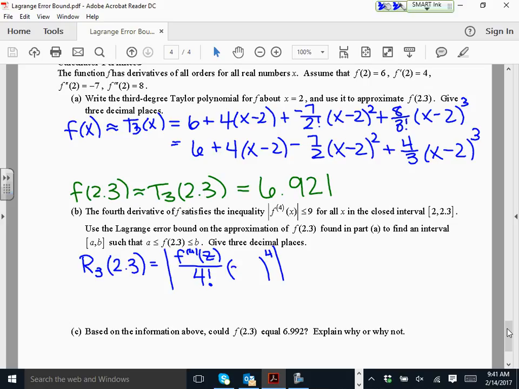Okay, we need to take x minus our center. So yes, 0.3. Now, luckily, we know what our fourth derivative max is, so we can just say this is 9 over 4 factorial times 0.3 to the 4th. So it has to be less than or equal to that. So with your calculators, please find me what that value is.